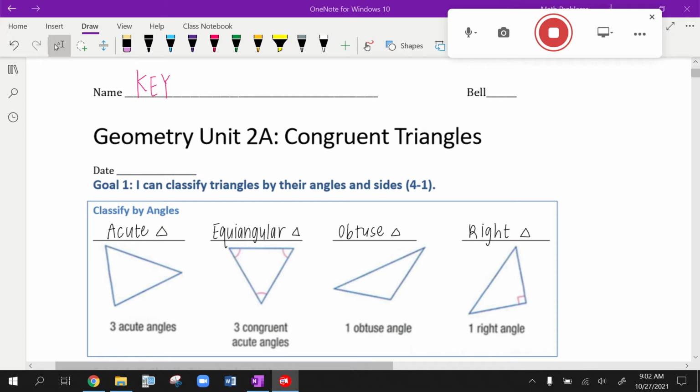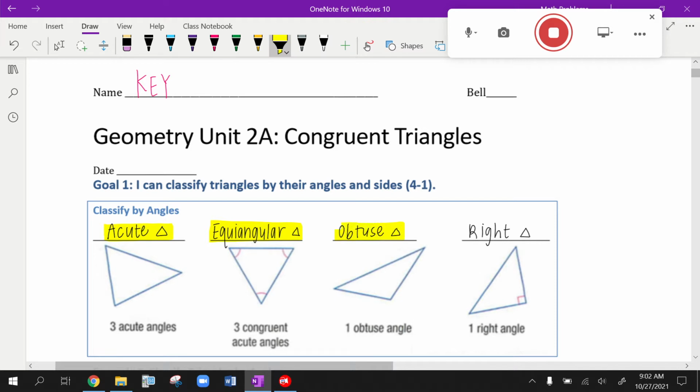First, let's talk about classifying them by their angles. This might seem familiar to you already. If it is, that's great. The first type of triangle that we have is an acute triangle. This is a triangle where all three angles are acute. Next, we have an equiangular triangle. This is a type of acute triangle where all three angles are congruent.